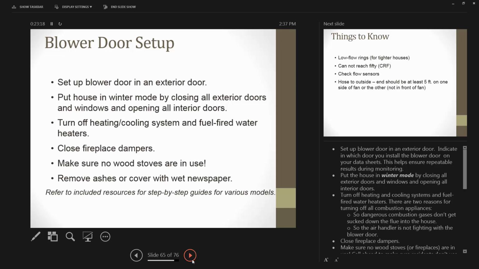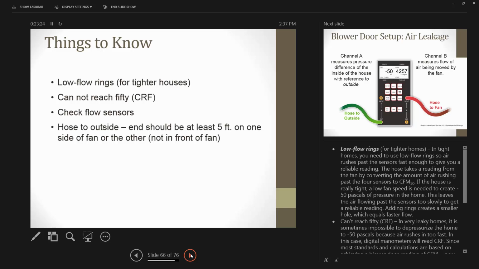But you do want to close the fireplace damper, and yes, you do want to take ashes out of the fireplace because you're creating negative pressure, and if you have a leaky flue, it's going to come right down and blow all the ashes into the house.